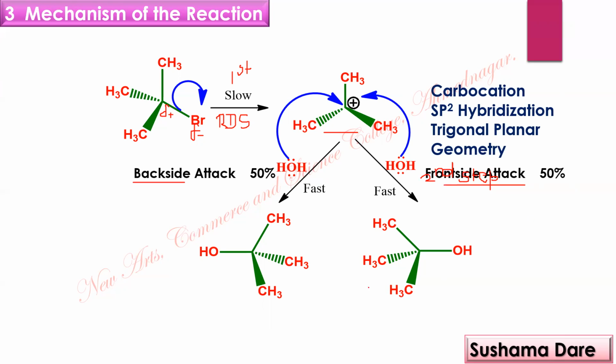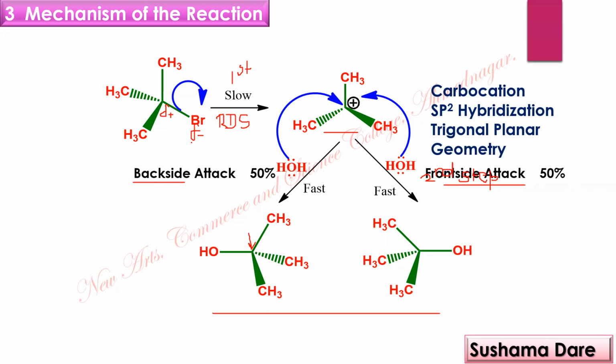So because of this, as this is a planar carbocation, there is an equal chance of attack of the nucleophile from the backside, 50% chance, and from the front side, 50% chance. So because of that, we get this product. But as it is not a chiral carbon, these two products are one and the same. But if this carbon is chiral, then we'll get two different enantiomers. So this is the mechanism of the reaction.